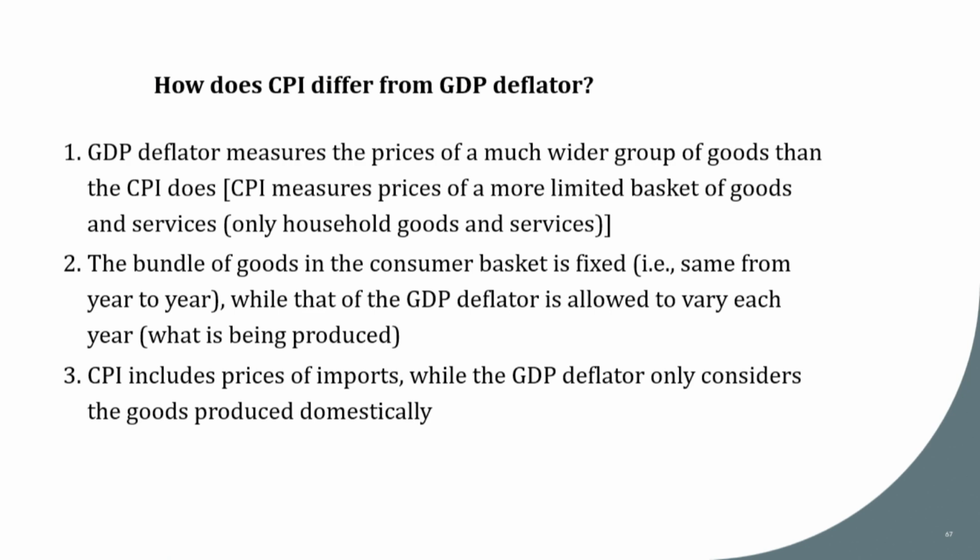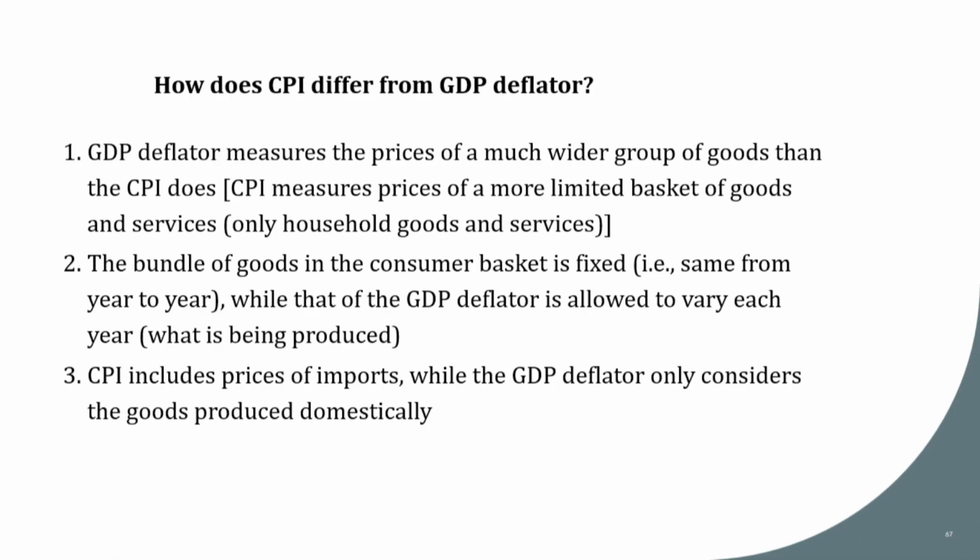Third, CPI includes prices of imports, because imported goods also will be included in the consumer basket. But the GDP deflator only considers goods produced domestically, because the GDP deflator is calculated as nominal GDP divided by real GDP. Imported goods and services are not included in GDP, because GDP is defined as the market value of goods and services produced in the domestic territory of a country. So it excludes imports.